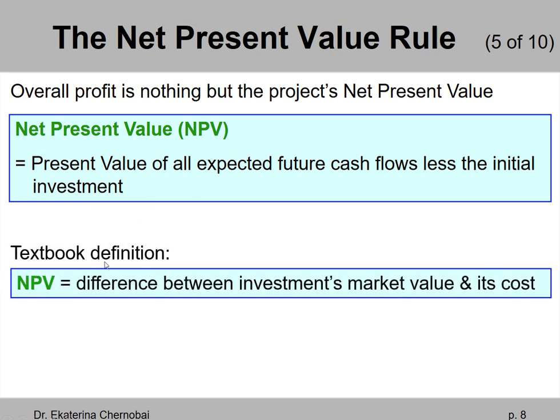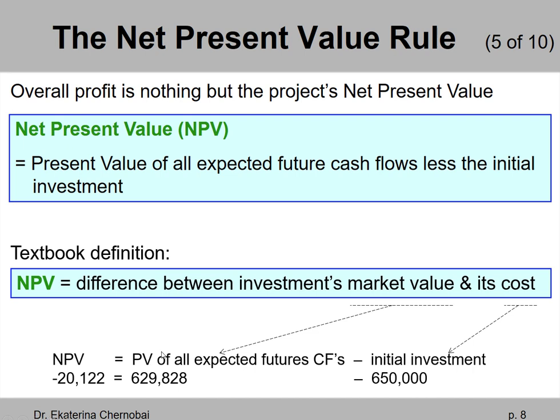The textbook defines the NPV slightly differently. It says that the NPV equals the difference between investment's market value and its cost. So what's investment's market value in our example that we just did? It's the present value of all expected future cash flows, which was $629,828. And the investment project's cost in our particular example was the initial investment of $650,000, which was given. So when you find the difference between the two, you get the NPV.